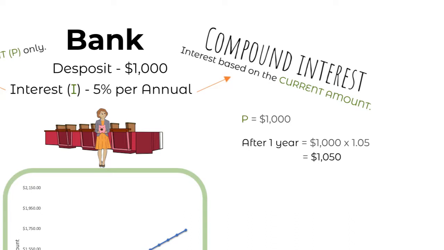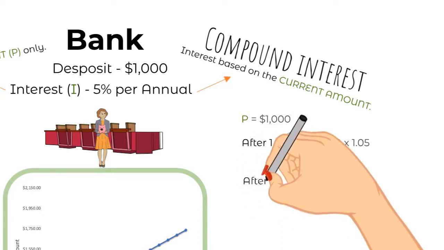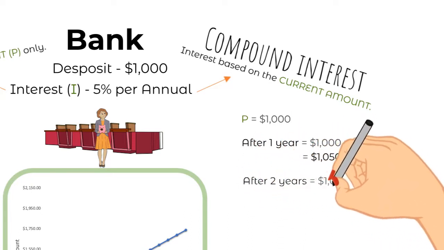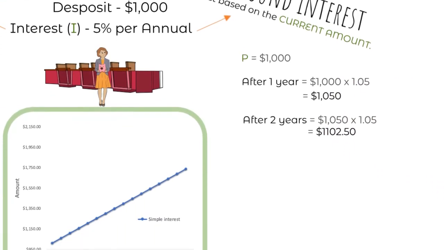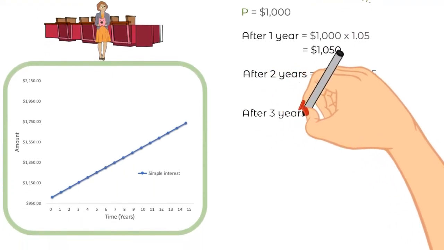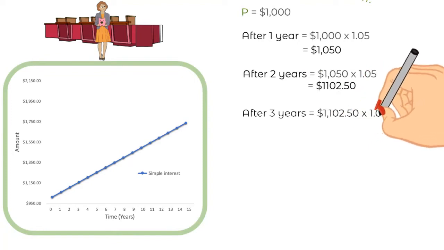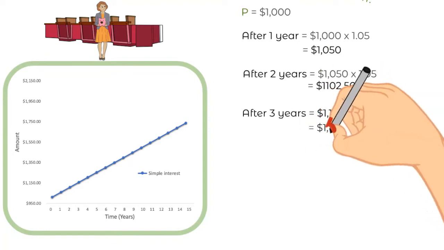However, this is when it gets more exciting. Now, after 2 years, I'm going to take my new amount and times it by that multiplier 1.05. Essentially, compound interest means that you're getting interest on your interest. So if I carry out that calculation, I get $1,102.50. And then after 3 years, I take my new amount and I times by 1.05 and I get this.